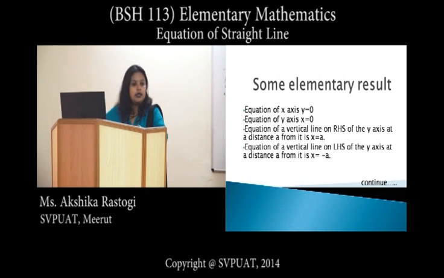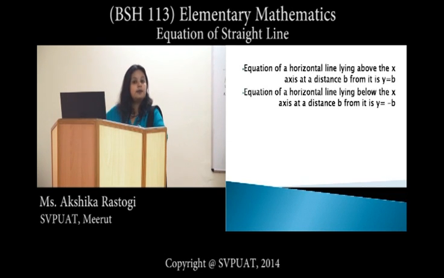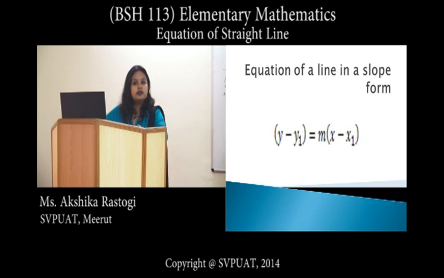The standard result is x equals a. If we go on the left hand side, only the minus sign will come. Then we have the equation of a horizontal line, that means parallel to the x-axis. The equation is y equals b. If we go below the x-axis, only the minus sign changes. We take an example of this. A point is given and the value of slope is given.